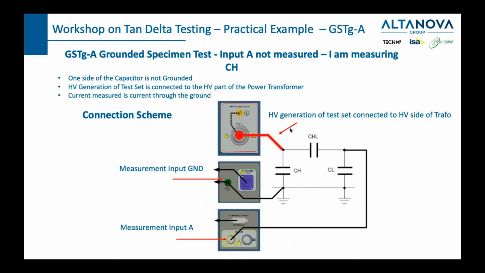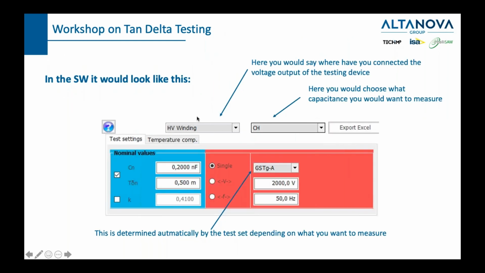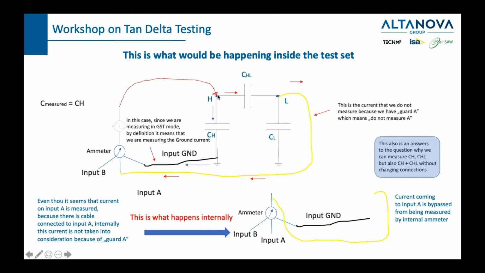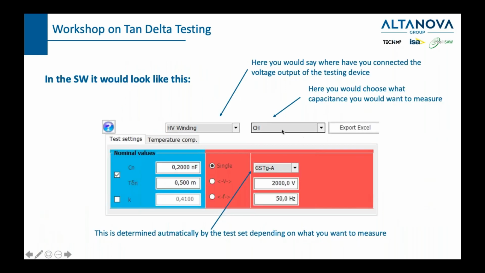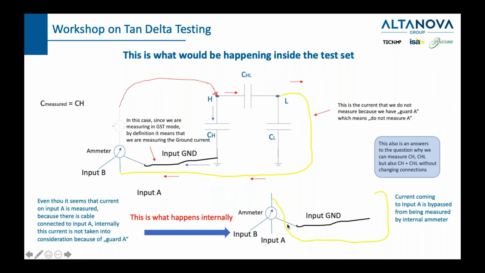If I want to do a GST-GA measurement in the same setup, I generate on the high voltage side and measure on the low voltage side. What I do is I say I'm generating on the high voltage side, I want to measure CH, and automatically it pops up GST-GA. What does this mean right now? I'm generating on the high voltage side, and since I'm doing a GST measurement, I can also measure the ground and I can measure the input A. But since the measurement is GST-GA, so I'm not measuring A, what actually happens inside is that the current coming to the input A is not taken into consideration. As you can see, this yellow line bypasses the ammeter, and I'm just measuring the current running through the ground. Actually, I'm just measuring CH. And that's what we wanted to have. We wanted to measure CH, and because we wanted to measure CH, we measured it here. We didn't measure the current running through here. Otherwise, if I also measured this current, I would be measuring CH plus CHL.